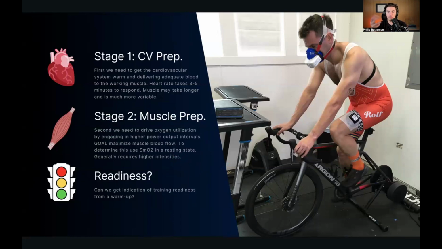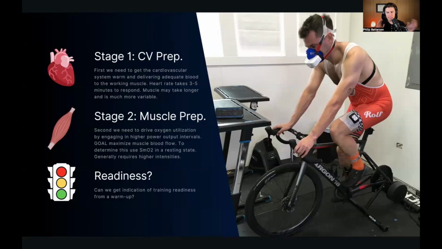And then after that is a muscle preparation stage, where the second thing we need to do is drive oxygen utilization by engaging higher power outputs using intervals. And the goal is to maximize muscle blood flow. In order to actually do this, we have to create some level of stress coming from the muscle because, again, those metabolites are going to allow for vasodilation, activation of those capillaries, vasodilation within the muscle and the larger vessels, and it's going to send stress signals that's then going to increase heart rate as well.